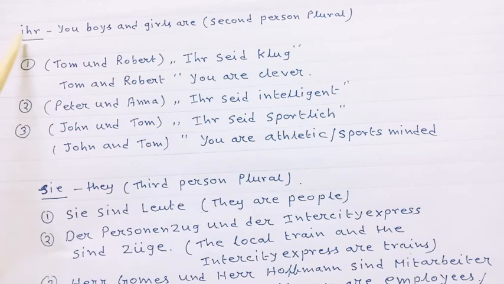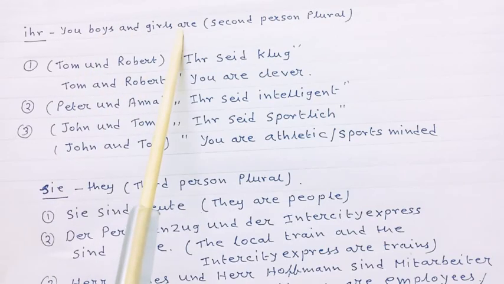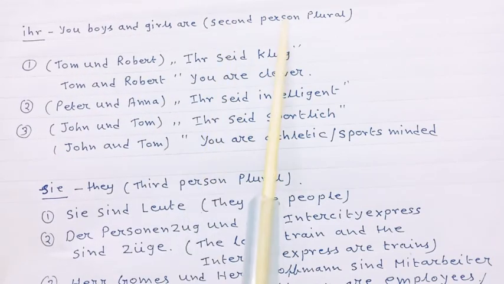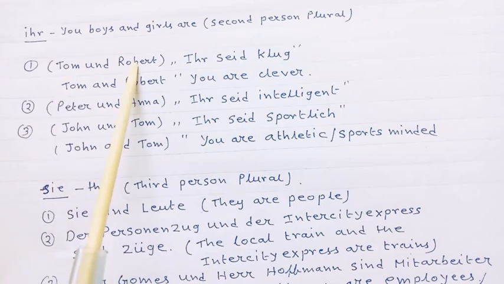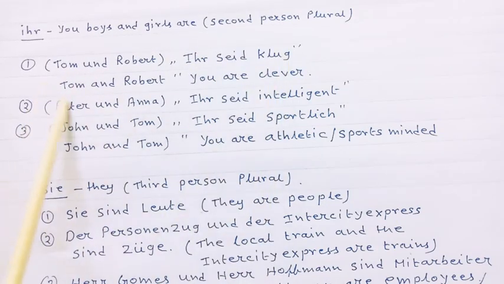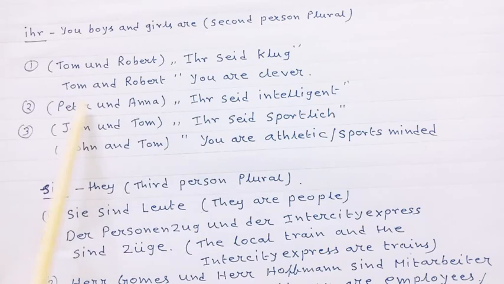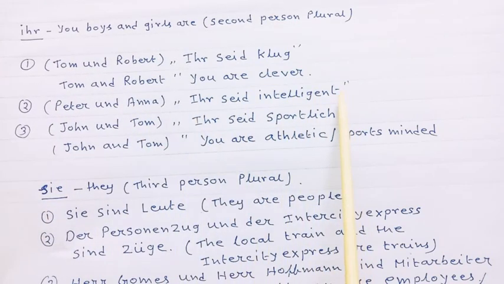Now, here, you boys and girls are. Second person plural. Now, this will be also in dialogue form. Say, Tom and Robert, ihr seid klug. Tom and Robert, you are clever. Klug, clever. Peter und Anna, ihr seid intelligent.